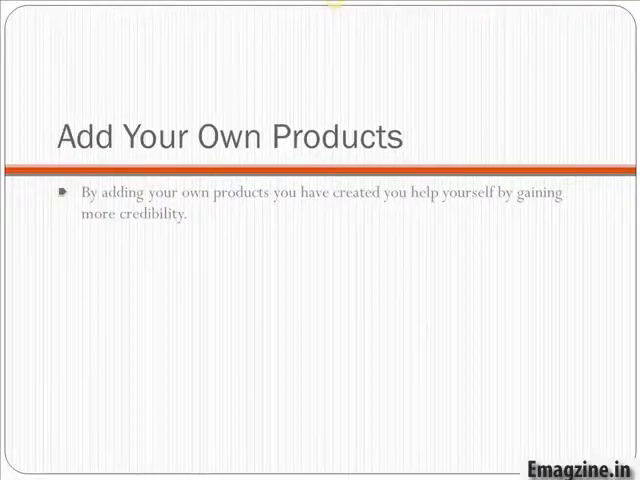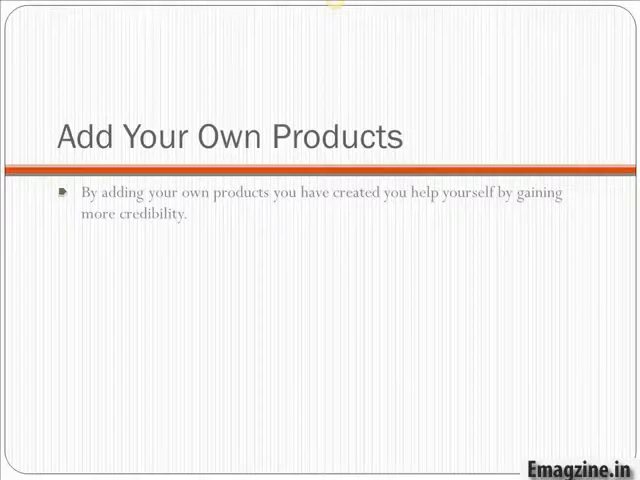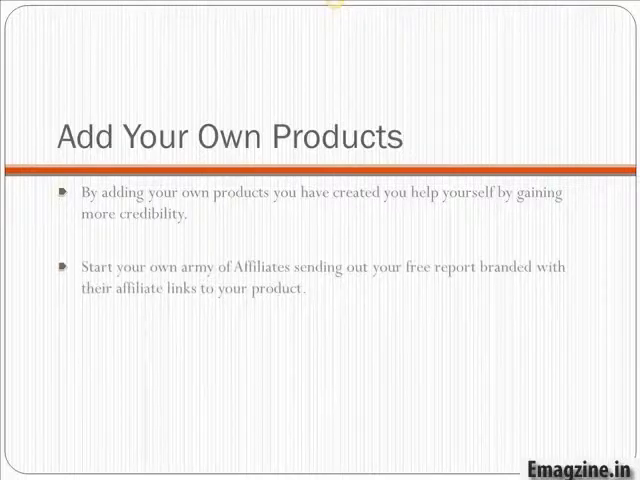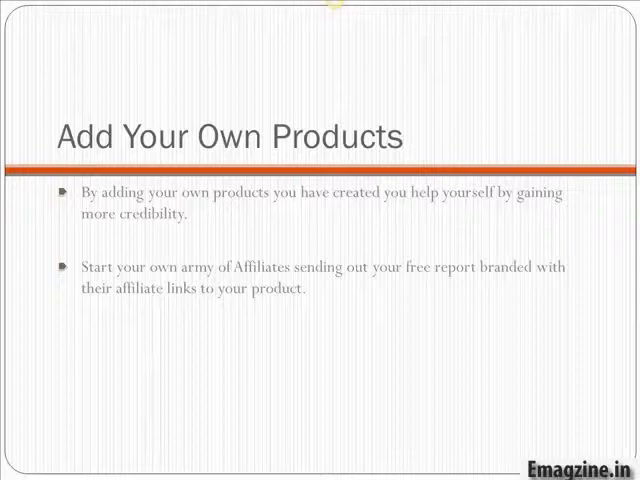Add your own products. By adding your own products you have created, you help yourself by gaining more credibility. So if you can put products in this viral report instead of using somebody else's, it goes toward helping your own credibility. But there's sometimes an advantage to adding affiliate products in there rather than just your own, unless you're going to create your own army of affiliates, where you have them sending out your free report branded with their affiliate links to your product. So if you already have a bunch of affiliates, then it's great to put your own products in there and offer them an affiliate link to rebrand that report with, so that when somebody purchases it, they get a commission as well.